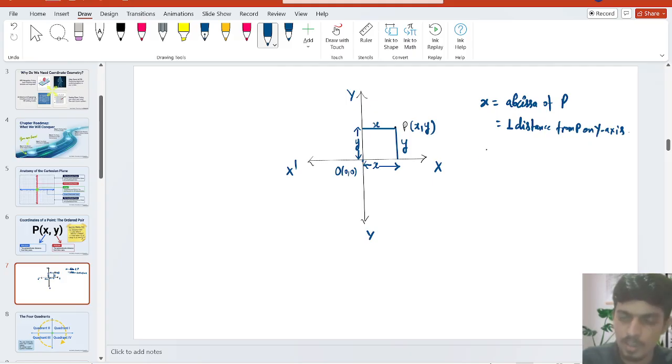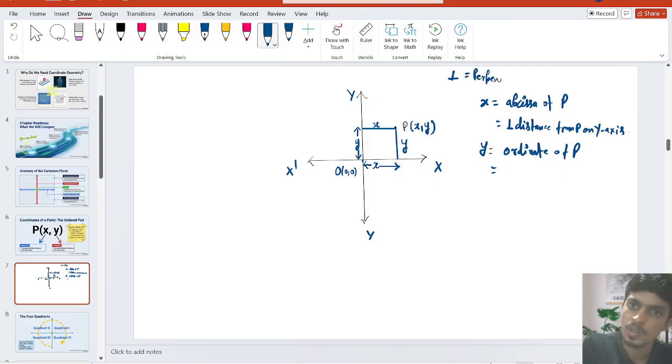So here, what is y? y is the ordinate of point P. The symbol used here is known as perpendicular. If we use this symbol, it means perpendicular. What is the ordinate of P? This is the perpendicular distance from P on the x-axis. So I hope it is clear to you.